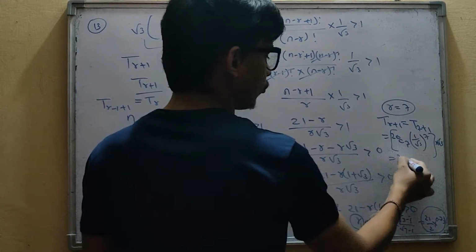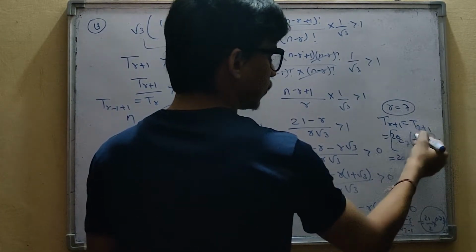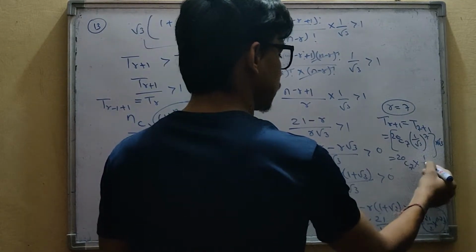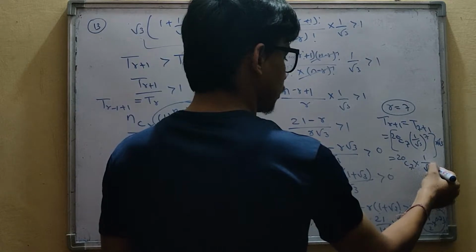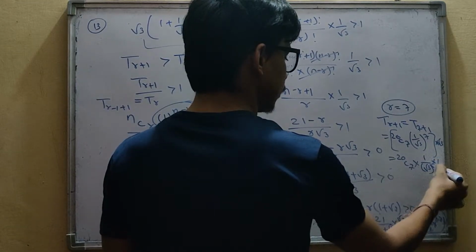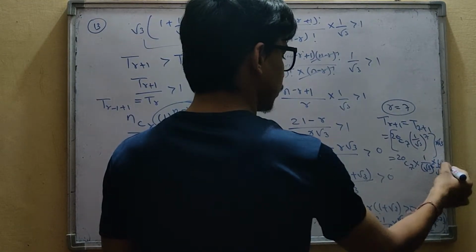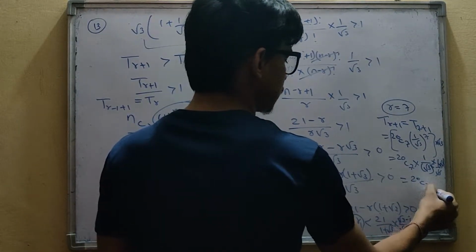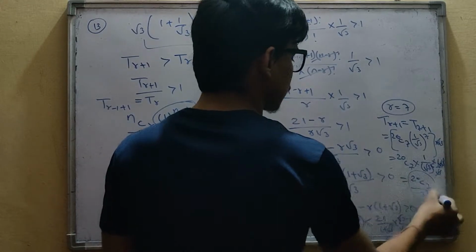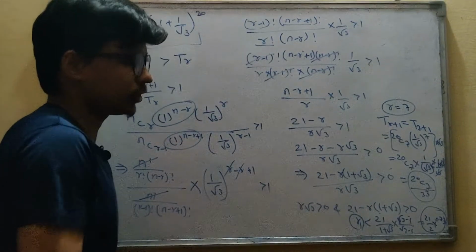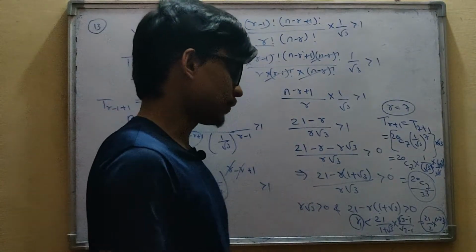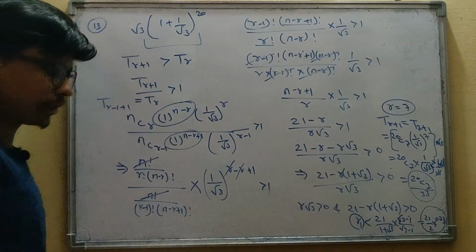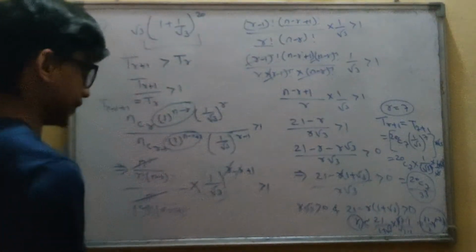So this is going to be 20c7, and 1 upon root 3 to the power 7 is something like this: 1 upon root 3 to the power 6 into 1 upon root 3 into root 3. Okay, so root 3 will cancel out with root 3, and this is how you can do this: 20c7 upon 3 to the power 3. You evaluate it, and what you get after calculation is the answer. Okay, so this is how you can do this. Question number 13. Okay.